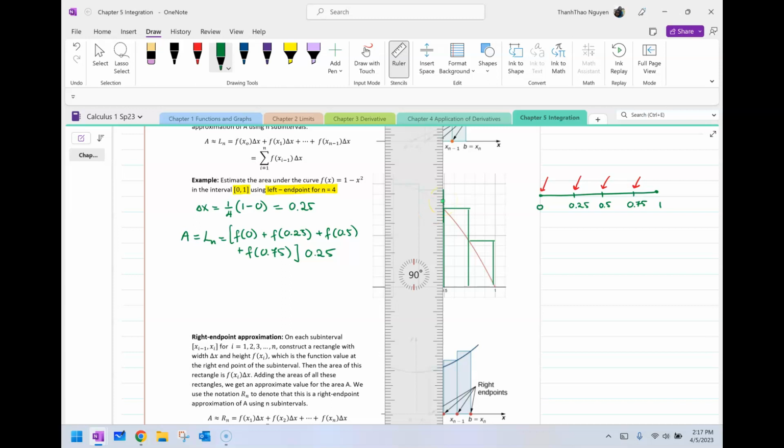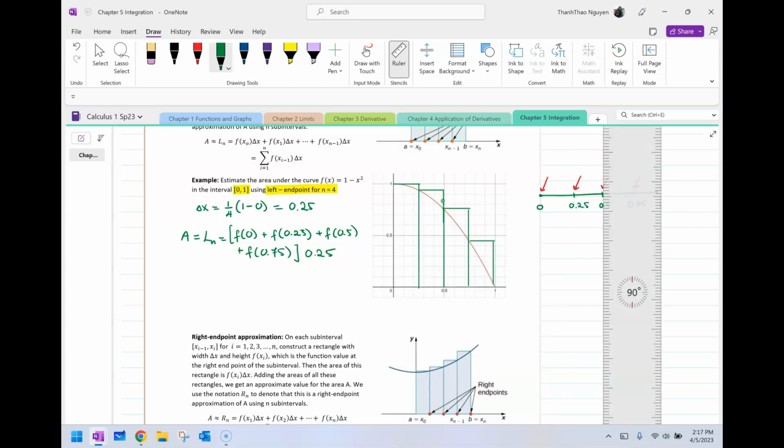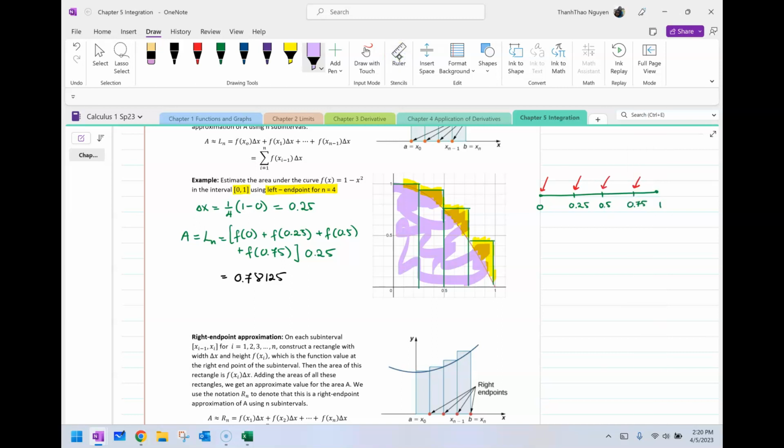So we use this to estimate the area under the curve of f of x equal to 1 minus x squared. Now looking at this, we note that we have an overestimate, because when we draw this rectangle, we have the leftover, right? One that is more than on the curve. So this is the overestimate. And with this estimate, we say that the area under the curve here is equal to 0.78125 unit square. So this area being estimated is that much.